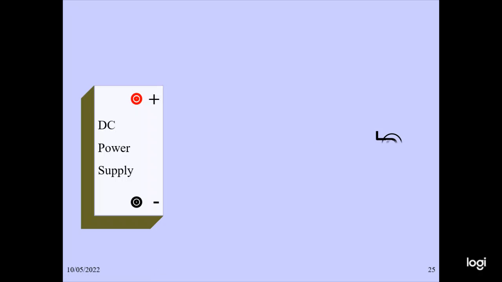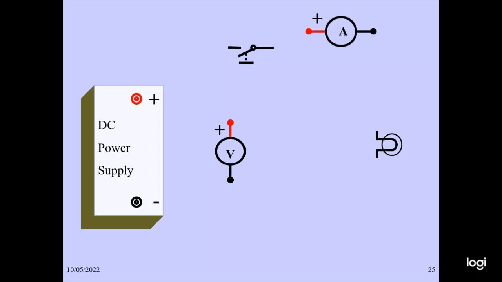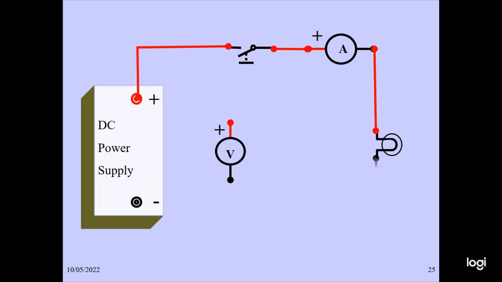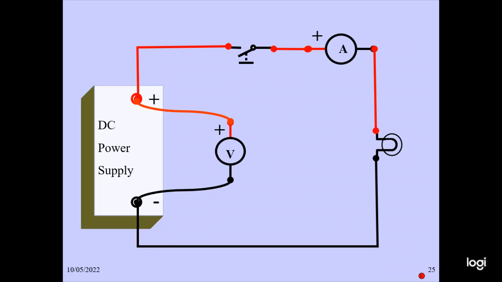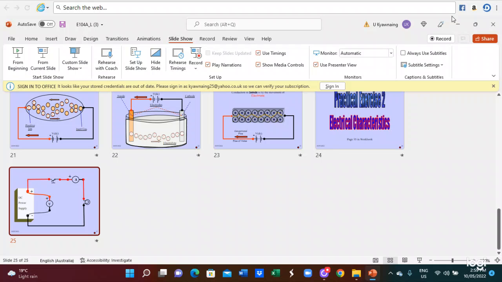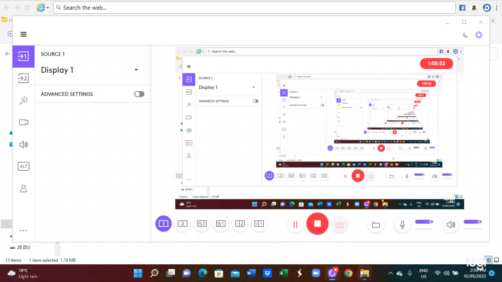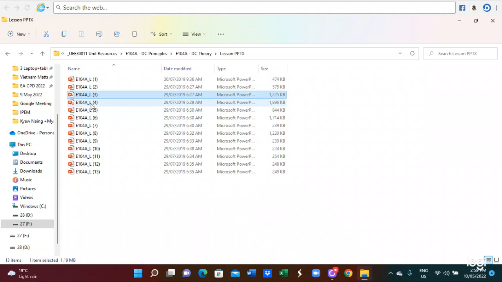So we connect the DC power supply to the light. This is the switch. In this way we join the circuit together. So this is all of lesson 1, and next we're talking about lesson 3 and lesson 4.